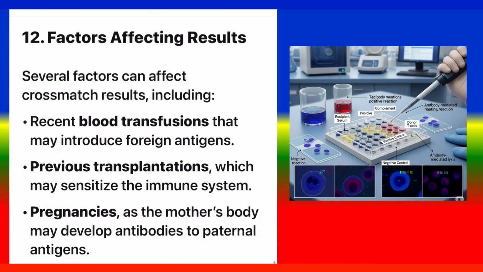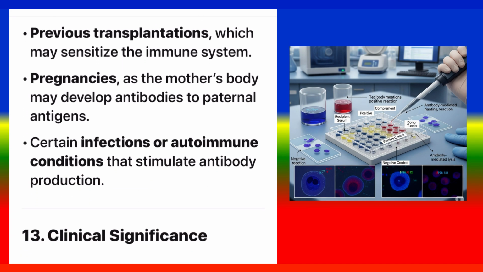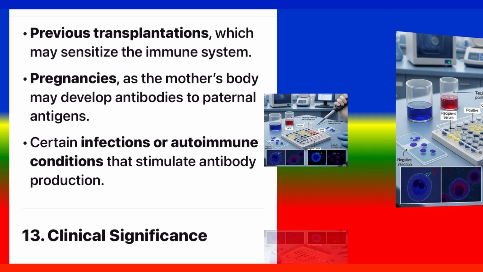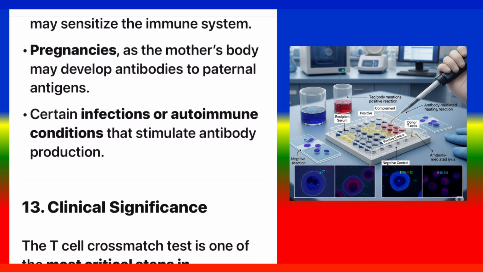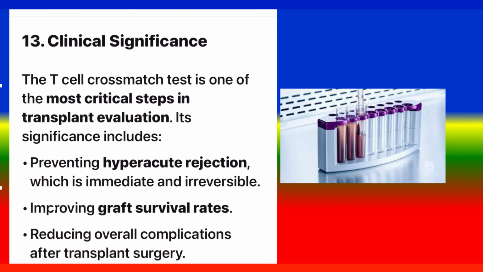12. Factors affecting results. Several factors can affect crossmatch results, including recent blood transfusions that may introduce foreign antigens, previous transplantations, which may sensitize the immune system, pregnancies, as the mother's body may develop antibodies to paternal antigens, certain infections or autoimmune conditions that stimulate antibody production.